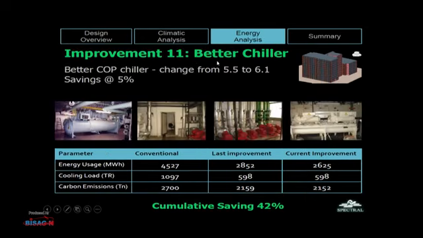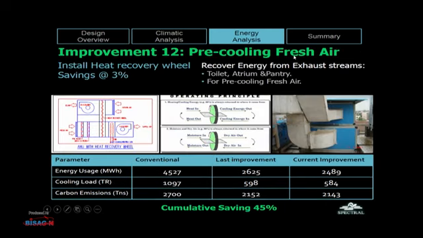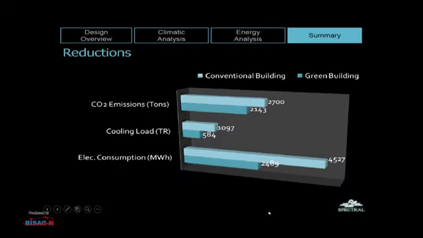Next is better chiller. In a chiller, we can have a better coefficient of performance. And changing that coefficient of performance just by 0.6 points, we could achieve saving of 5% of energy requirement. Pre-cooling fresh air is again a type of economizer, and we are achieving 3% energy savings. After all these 12 improvements, you can see we have achieved a cumulative saving of 45% of energy requirement in any building. So this is the general savings in conventional building and green building.